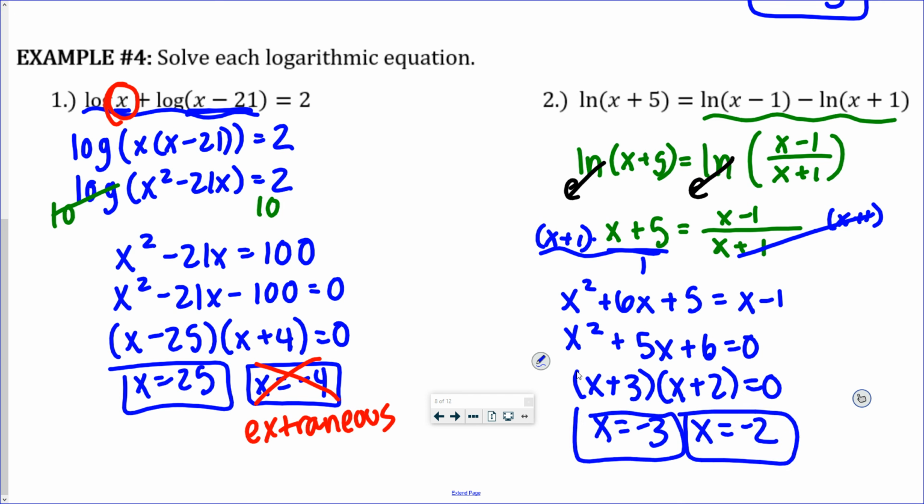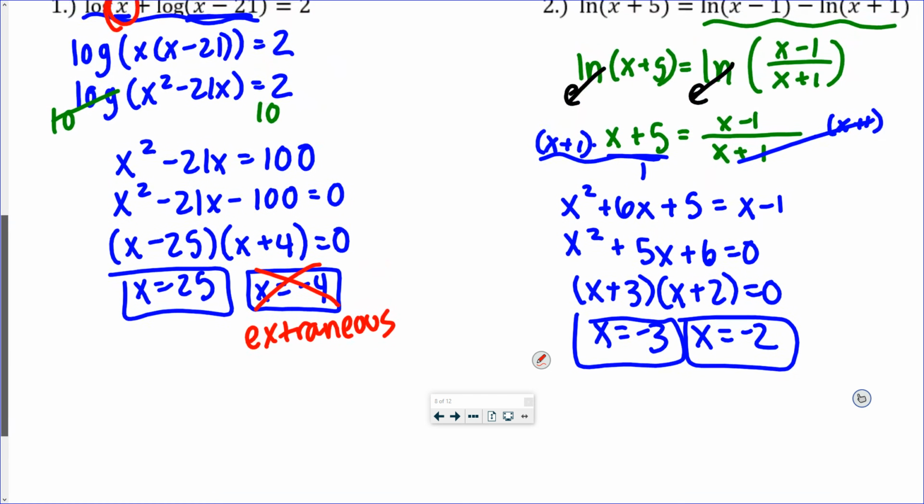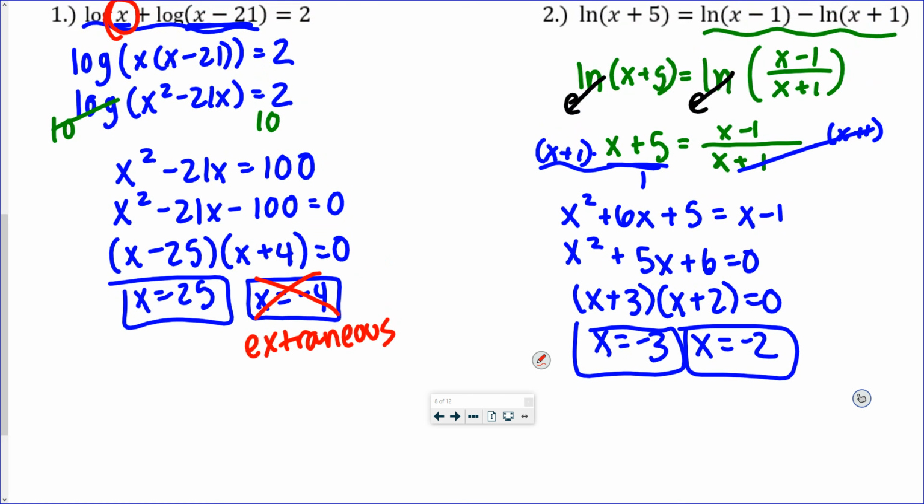Okay, algebraically I get negative 3 and negative 2. Neither one. Correct. Good job, guys. So obviously, just looking at this first one, well, technically, if I plugged it in this first one, those would both work, right? Negative 3 plus 5 and negative 2 plus 5. That's really positive. Yep. Check the second log.